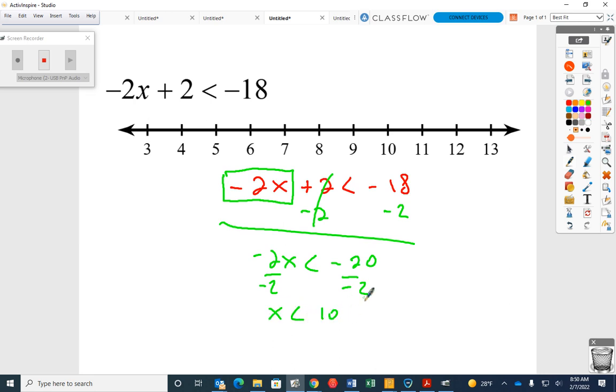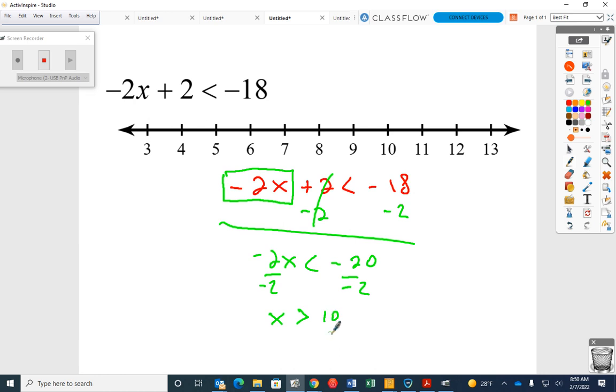Am I good? No. But I got the answer right? No. You need to flip it. Somebody tell me what I did wrong. The inequality is facing the wrong way. Because I didn't do what? Divide by. Why do I have to flip my inequality sign? Because I'm dividing by a negative. Okay, so this is now x is greater than 10.